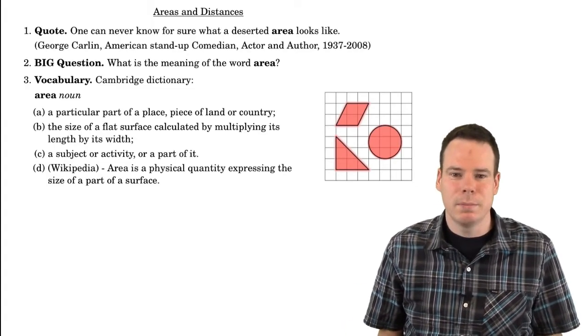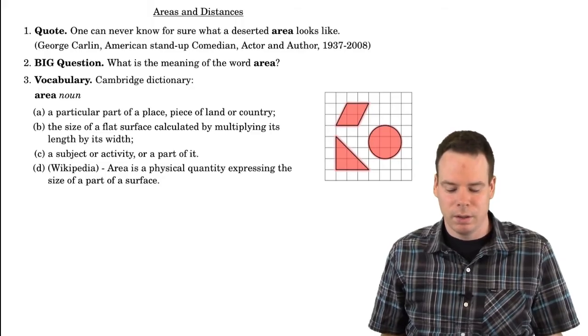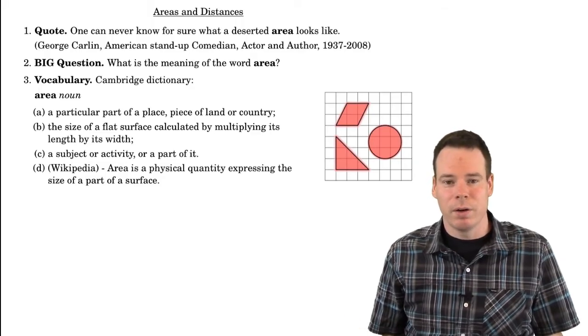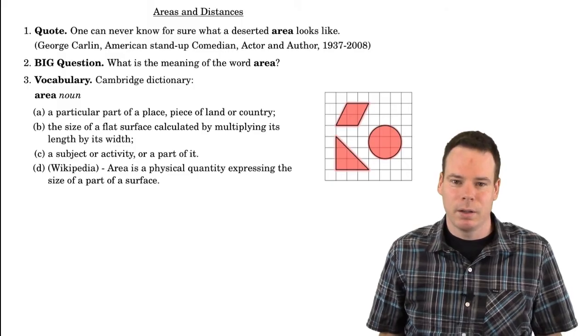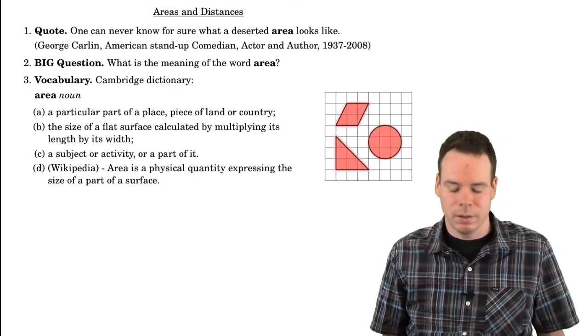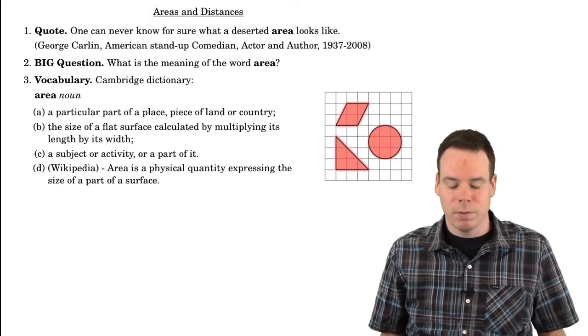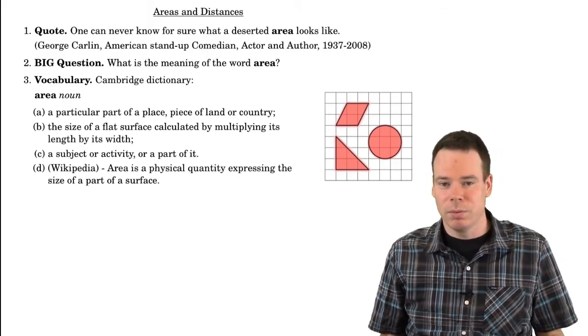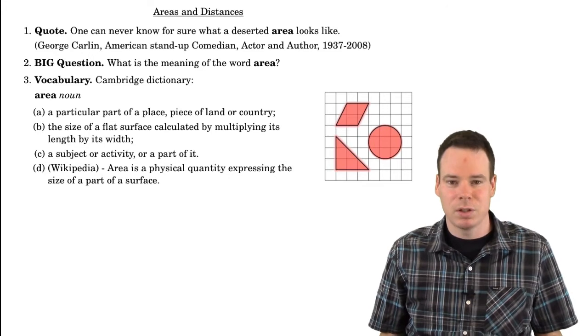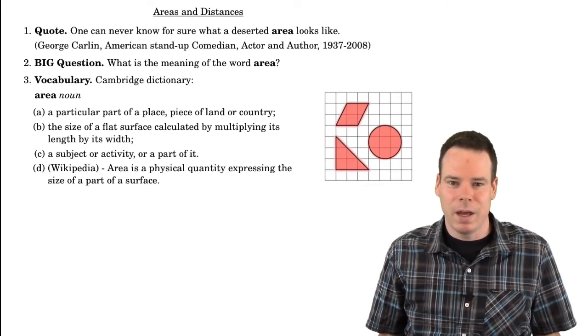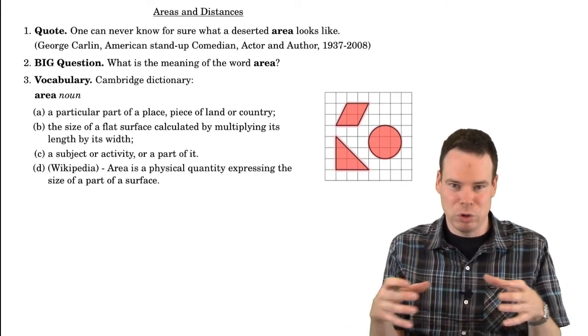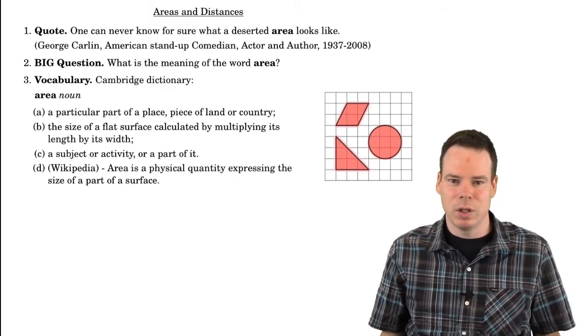So what is the meaning of the word area? Well, if we're going to talk about area, we should know what we mean by area. A quick look at Cambridge Dictionary comes up with, it's the particular part of a place, piece of land, or country. Well, okay, that doesn't help us very much because intuitively we're thinking of area as some sort of quantity that measures the size of an object.